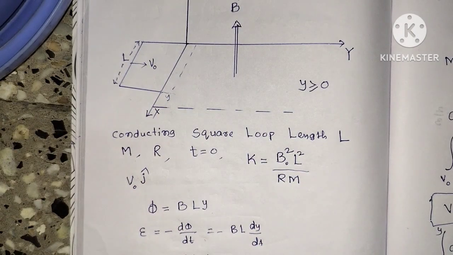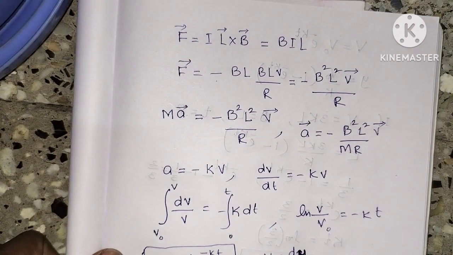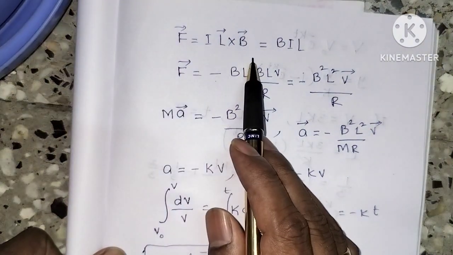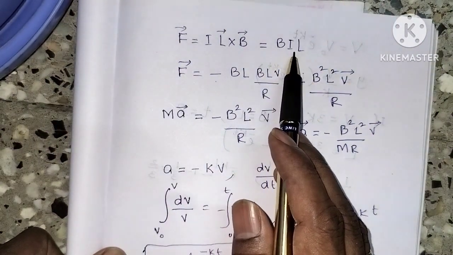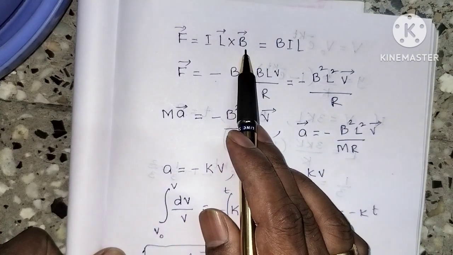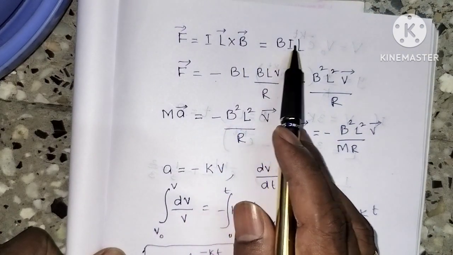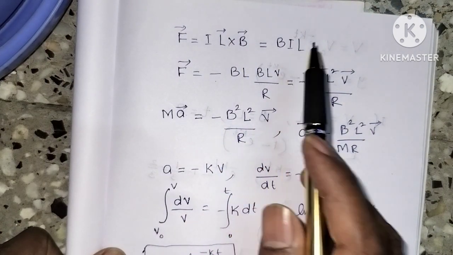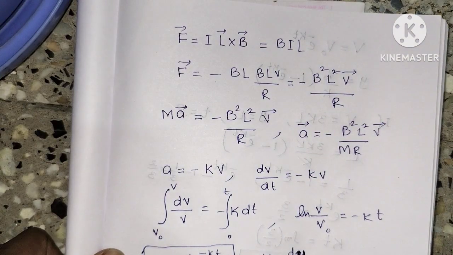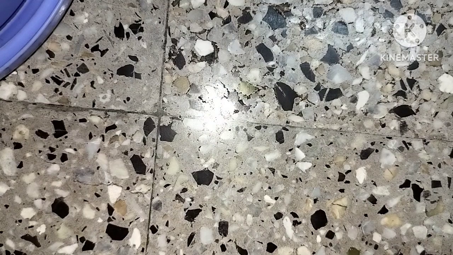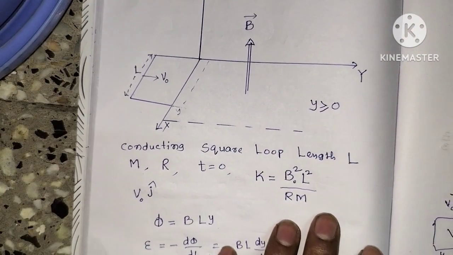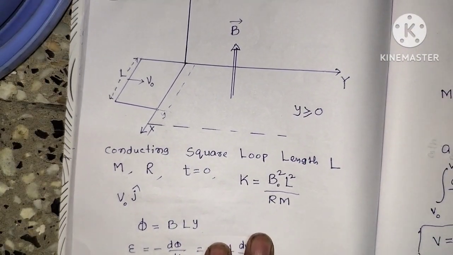F is equal to BIL, the magnetic force. F equal to I into L cross B. So I am taking F equal to BIL, since L and B are perpendicular to each other. For direction, what you have to see is that when the loop enters the magnetic field, the magnetic force opposes its motion. I into L cross B.